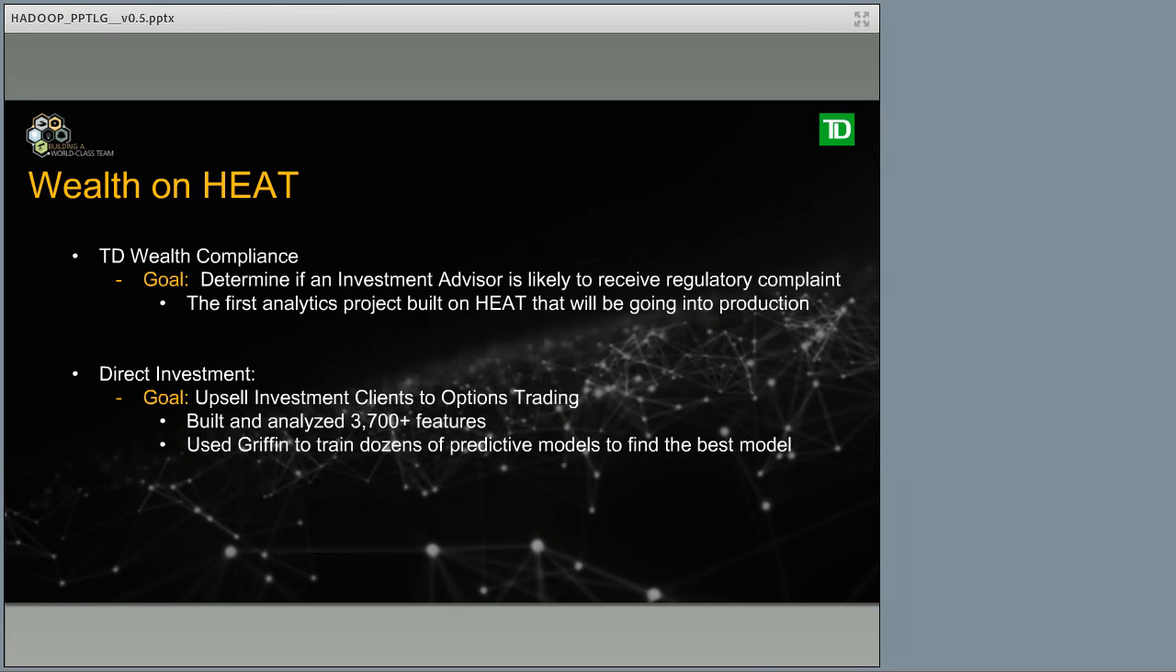TD Wealth have used Heat for a number of projects. The goal of the TD Wealth Compliance Project was to determine if an investment advisor is likely to receive a regulatory complaint. This was the first analytics project built on Heat that will be going into production. The Direct Investment Project aimed to upsell investment clients to options trading. Heat was leveraged to build and analyze over 3,700 features, and Griffin was used to train and evaluate dozens of predictive models.